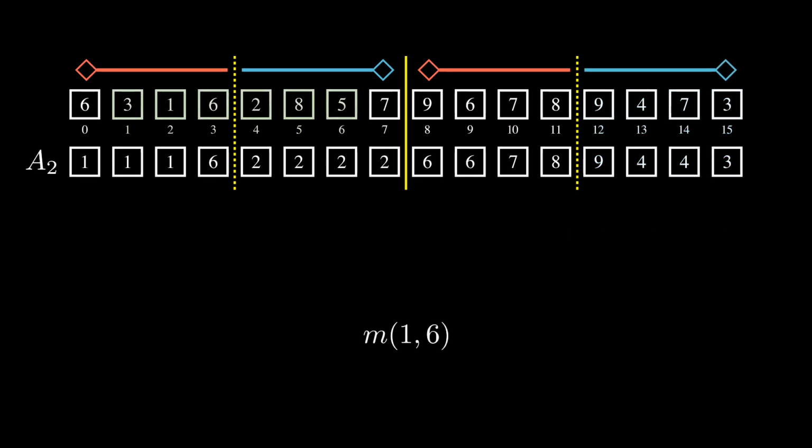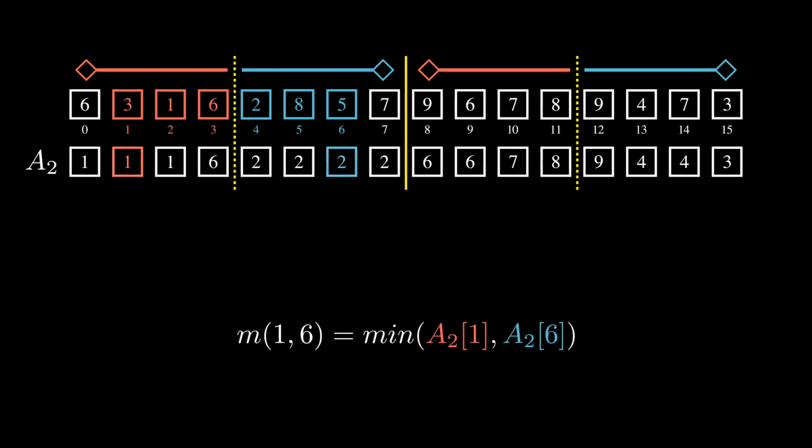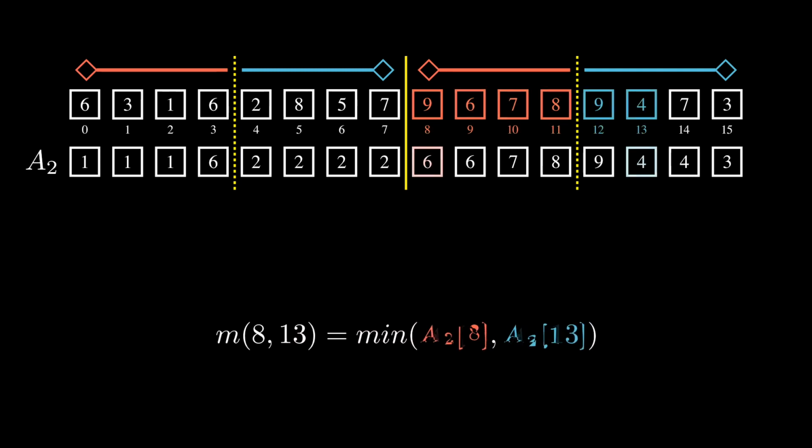Using A2, we'll answer the query from 1 to 6. The range doesn't cross the center point, so we can't use A1, but we can use A2. We break it through the midpoint of the partition, which is the first dashed line. A2 already stores the answers of both the ranges, and this allows us to calculate the answer in constant time. Another example, but this time the query lies completely in the second partition.